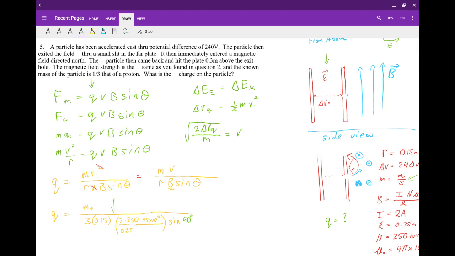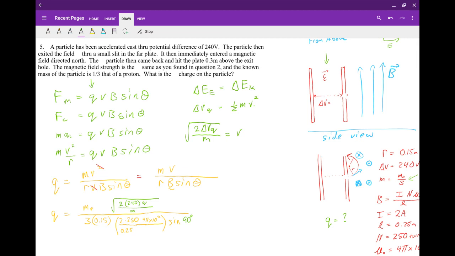So there we go. We're talking about the square root of 2 delta V, which is 240, Q, which is basically what we want to find, right? Is Q right there, okay, over M, okay. And I just actually realized I solved for Q right there, but now I've got another Q over here. Uh-oh, what are we going to do?